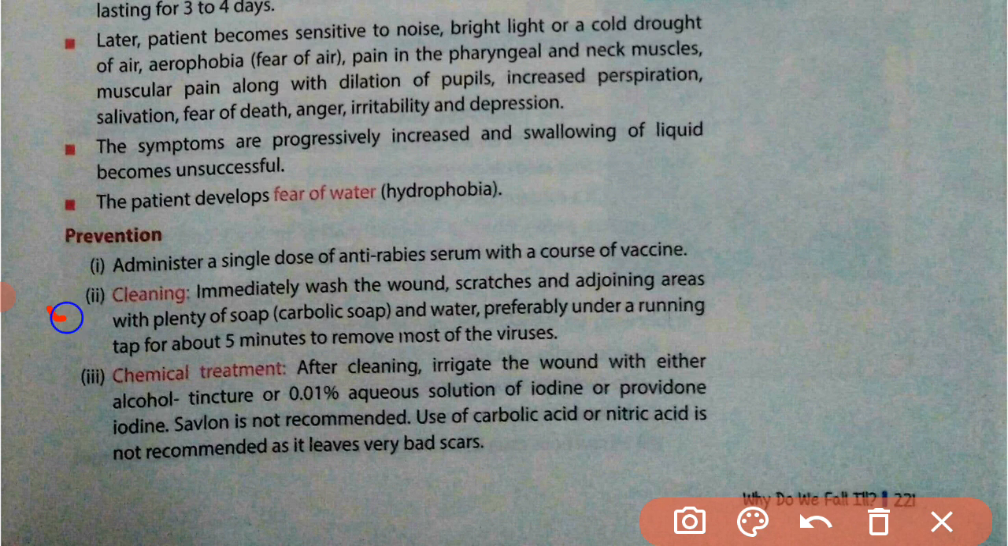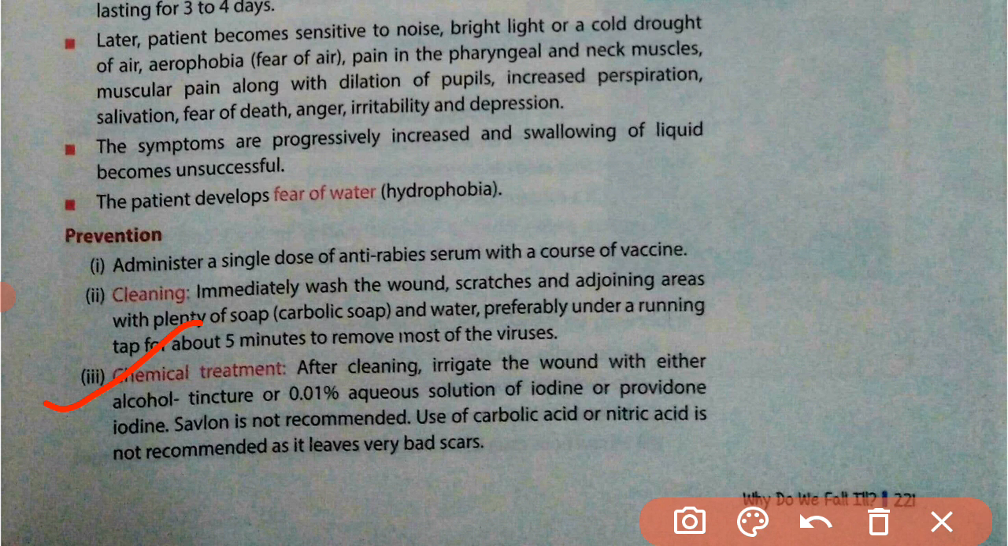Now, instant treatment should be given. When any rabid animal bites a person, then we should take instant treatment. So the first one is cleaning. Immediately wash the wound, scratches and adjoining areas with plenty of soap. We should wash the bitten area with soap and water, under running tap water for 5 minutes. We should wash the area where the animal has bitten with running water for about 5 minutes to remove most of the viruses.